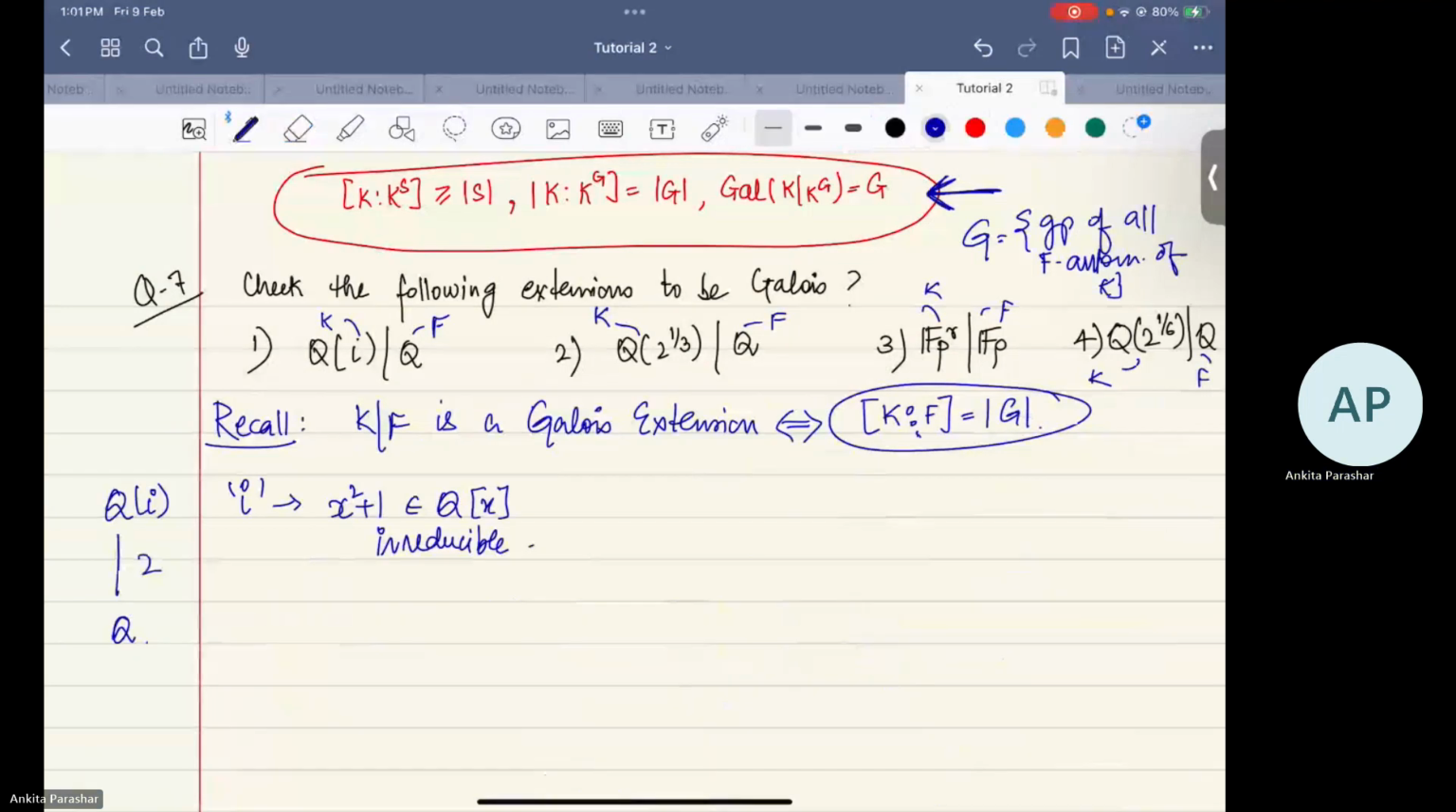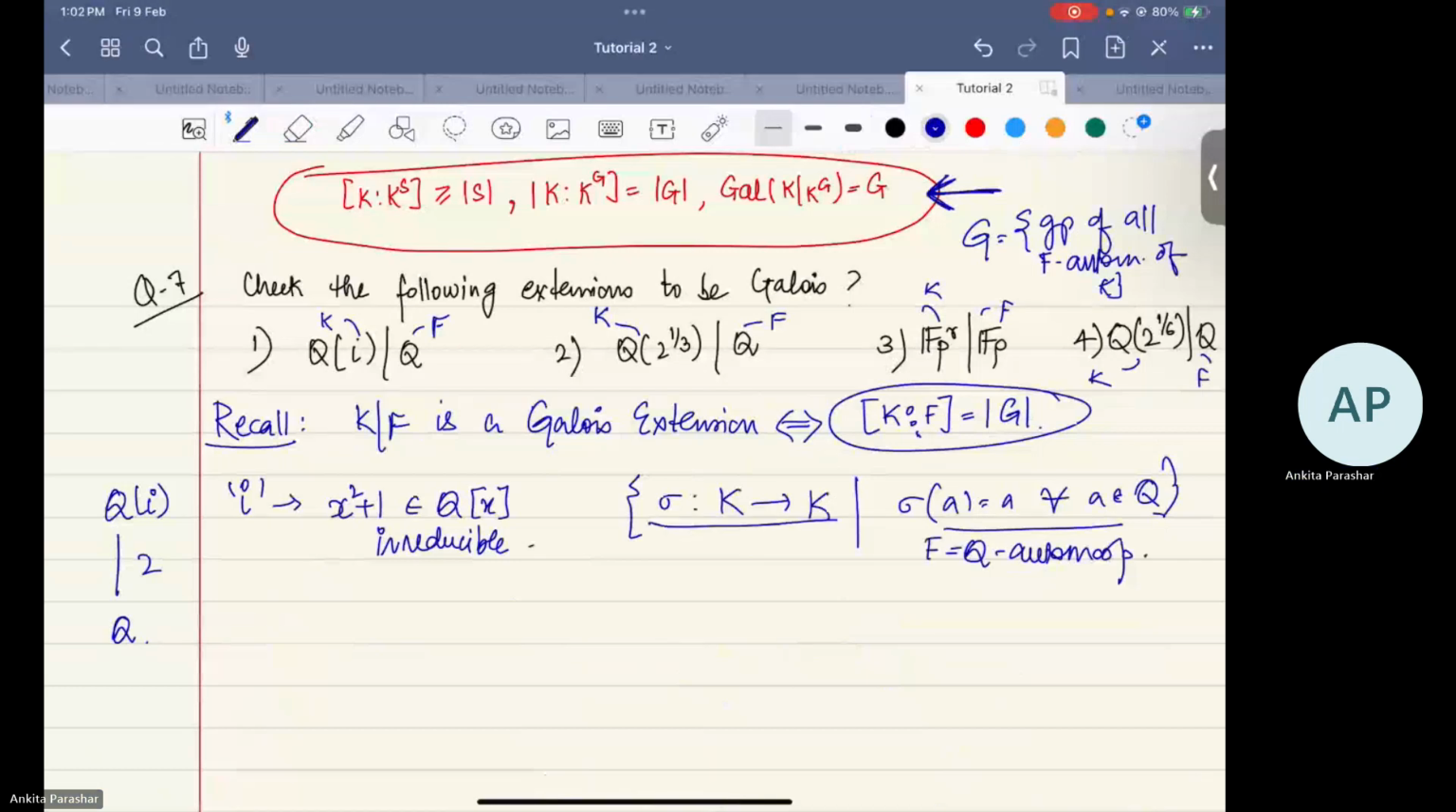We need to check that if we look at all possible automorphisms sigma from K to K such that sigma(a) is a for all a in Q. This is the meaning of F-automorphism; F is Q here. Does this set have the cardinality 2? This is the thing that we need to check.